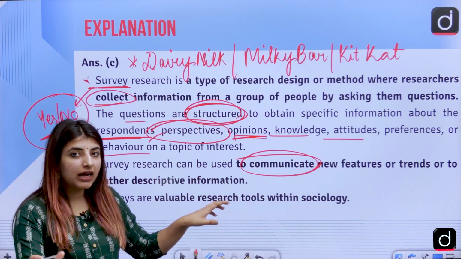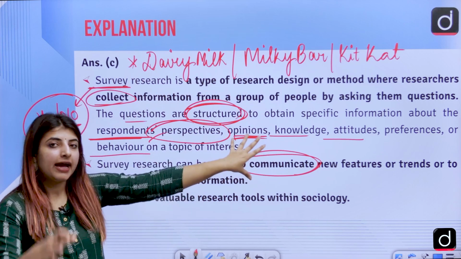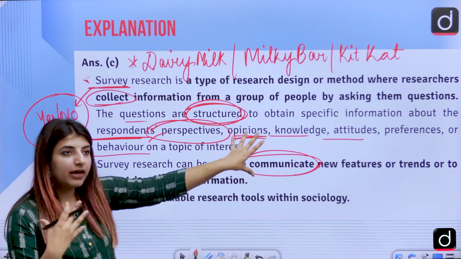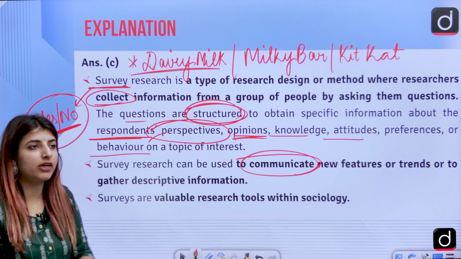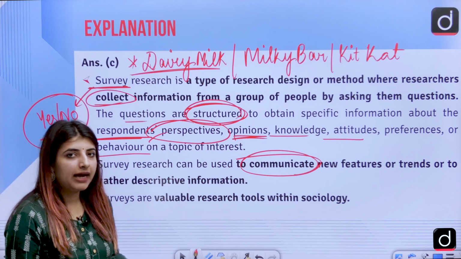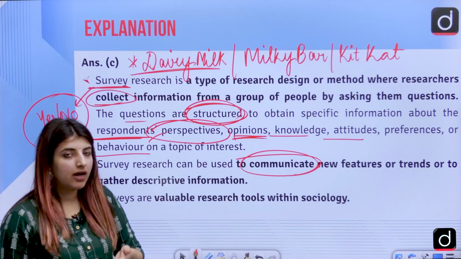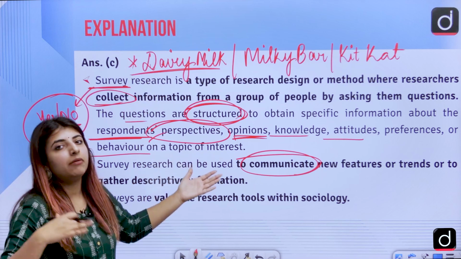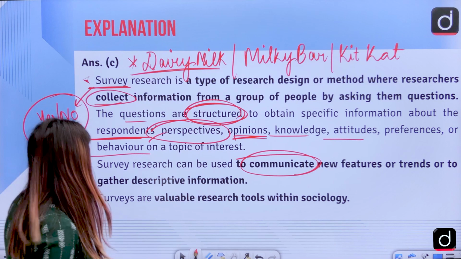So if I ask the respondents what brand of chocolate they like, can you describe to me the after effect of eating that chocolate, and why do you eat it? Some might answer that I eat it when I'm sad, so it makes me feel a little bit happier in some way or the other. So there can be descriptive answers as well to the questions which have been asked in the survey.